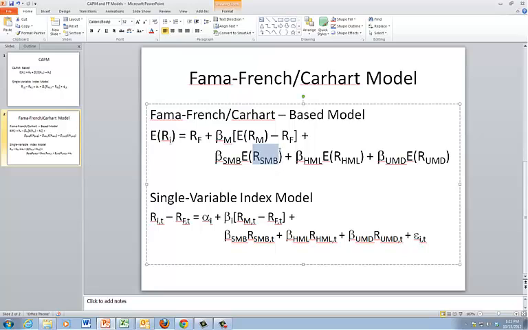Now you may be saying, well, why aren't you subtracting the risk-free rate? Why aren't you taking the return to the portfolio minus the risk-free rate? Well, the portfolio already does something like this. The portfolio itself is the return to small stocks minus the return to big stocks. So we've already got a difference going on down here, so we don't need to subtract out the risk-free rate.